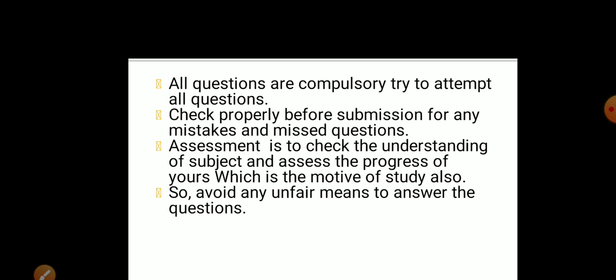Assessment is to check your understanding of the subject and assess your progress, which is the motive of the study also. So avoid any unfair means to answer the questions. I hope you people understood, children. What is the purpose of an exam or assessment? We evaluate ourselves, and after the evaluation we get motivation, and we get to know how much effort we have to take to uplift ourselves.